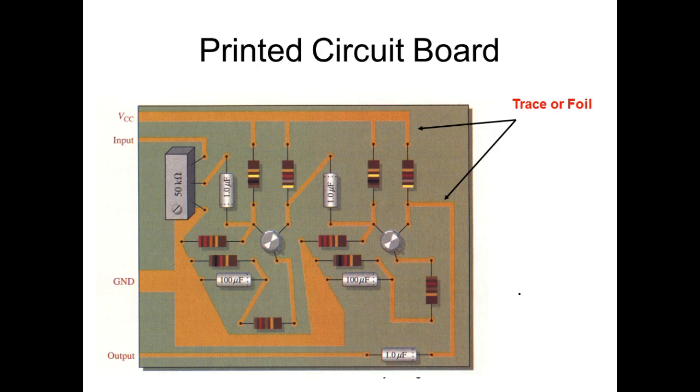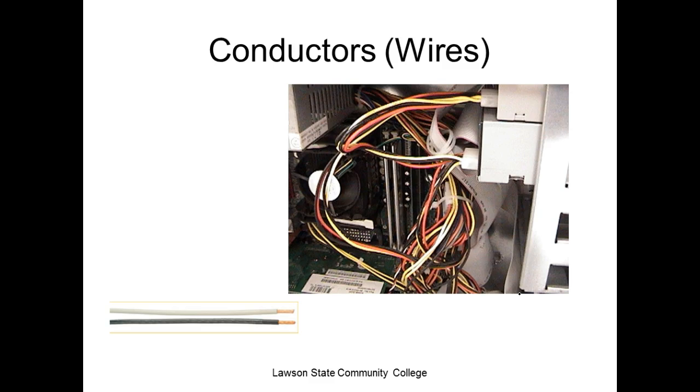So these are what we call traces, or foils. These are on printed circuit boards. It really doesn't make any difference in this class. We're not going to do this, but we're telling y'all some other stuff you might need to know. These are conductors. They're individual. Sometimes they're color coded, sometimes they're not. These are color coded. This is actually inside a desktop computer, so we can look at the color of the wire and tell what it does.